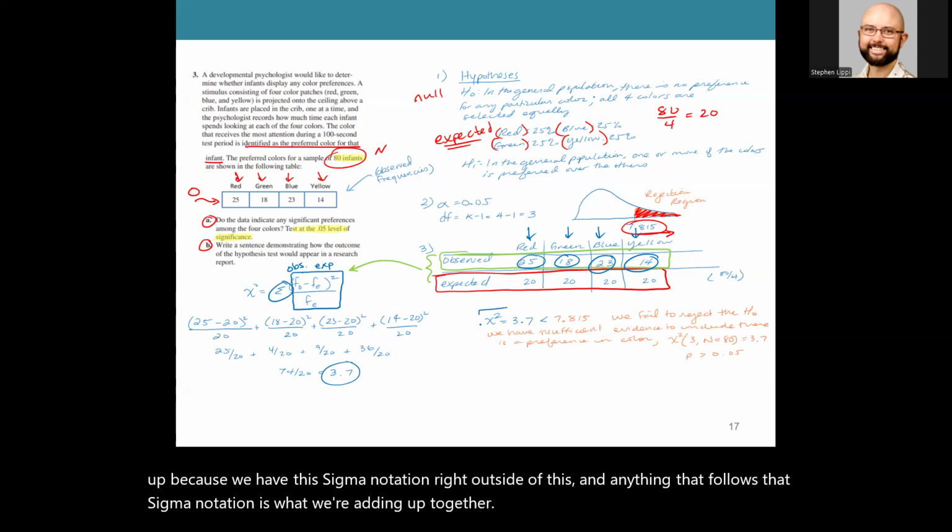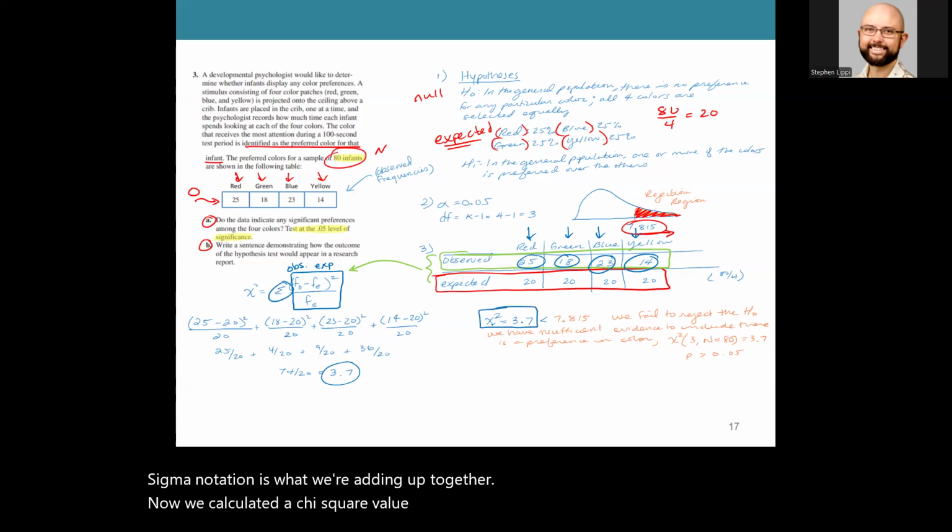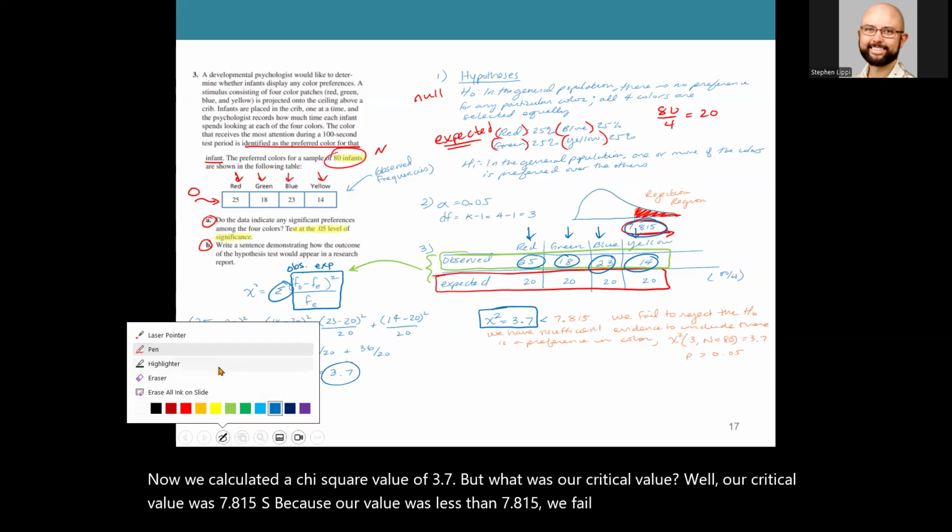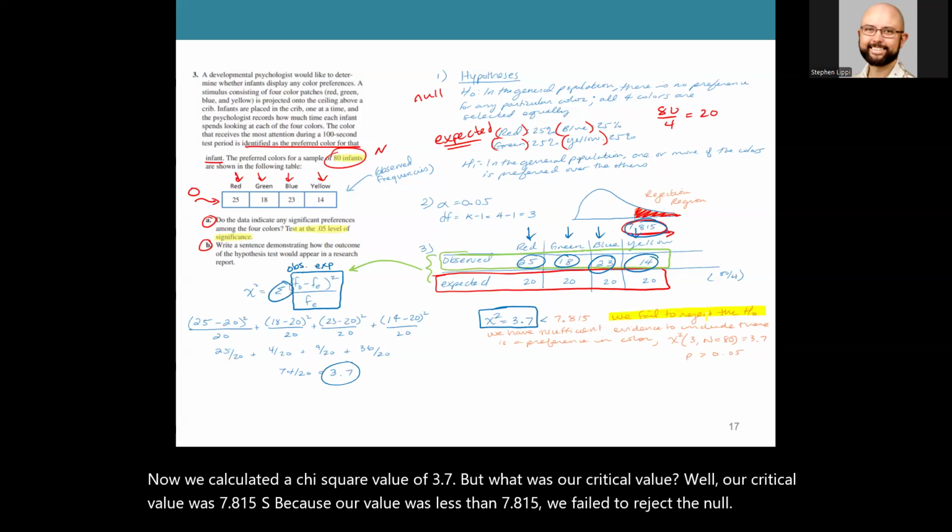Now, we calculated a chi-square value of 3.7. Well, what was our critical value? Well, our critical value was 7.815. So because our value was less than 7.815, we fail to reject the null.